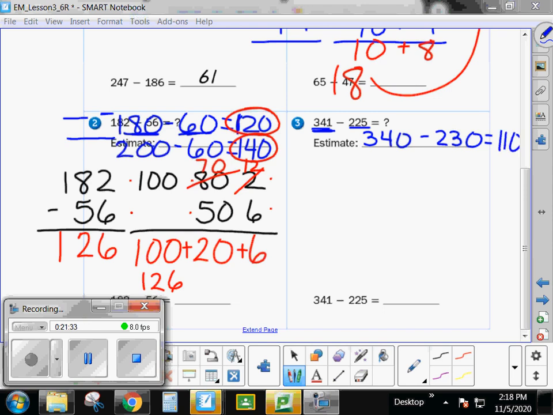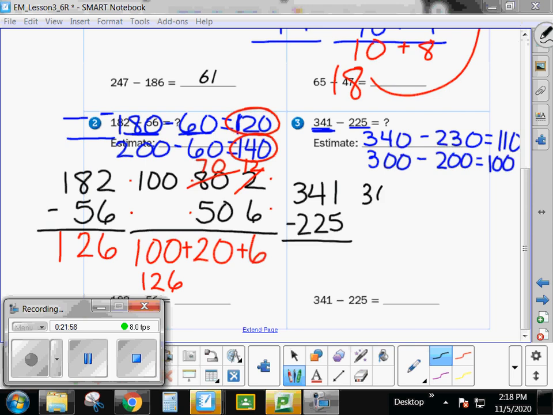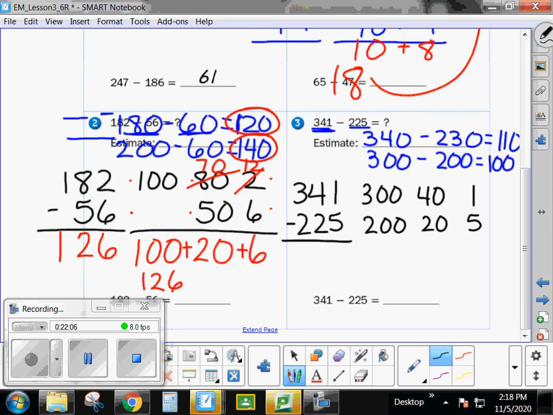Now maybe you decided to do it a little bit differently. Maybe you said 341 was close to 300, 225 was close to 200, and so your answer would be close to 100. All right, so now we're going to go ahead and write those numbers vertically. 341 minus 225, and we're going to write those out into expanded form. And now it's time to do our trading.